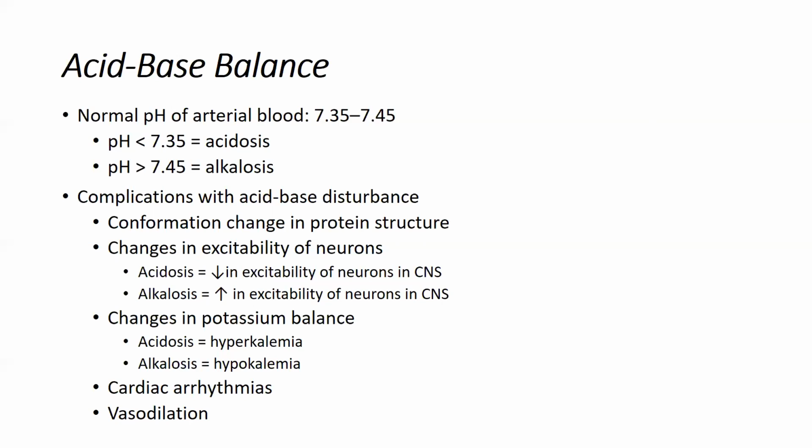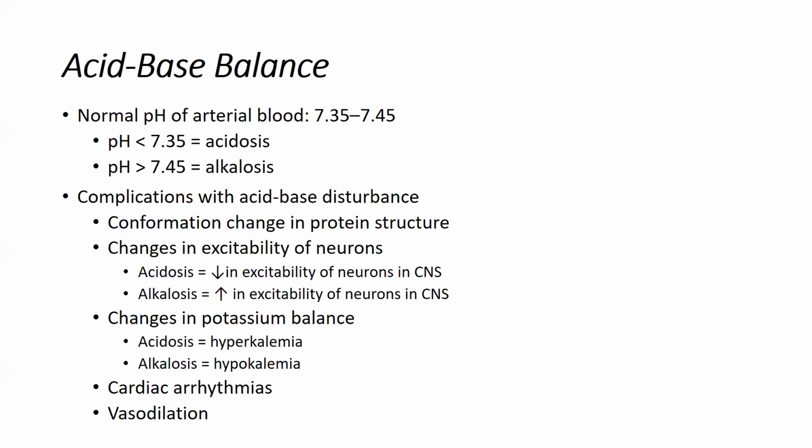In terms of the potassium balance, we know that acidosis leads to hyperkalemia, right? Those hydrogen ions, that acid in the blood, loves to follow potassium. So lots of acid, lots of hydrogen ions in the blood, lots of potassium. Potassium will follow. And the opposite is true. So alkalosis is going to result in hypokalemia.